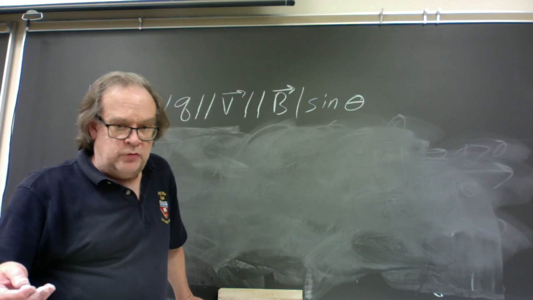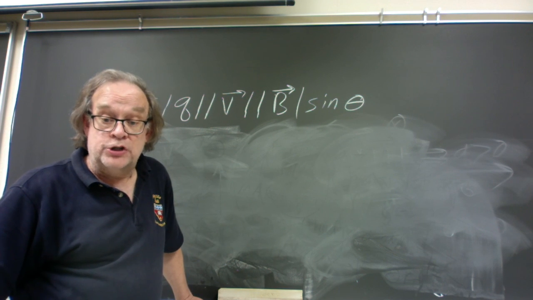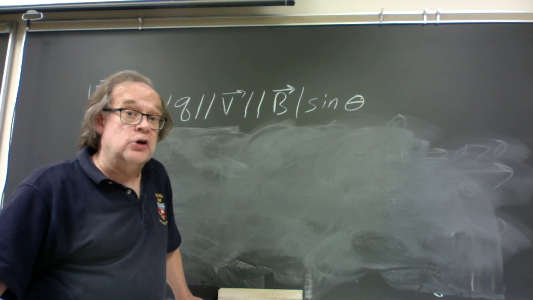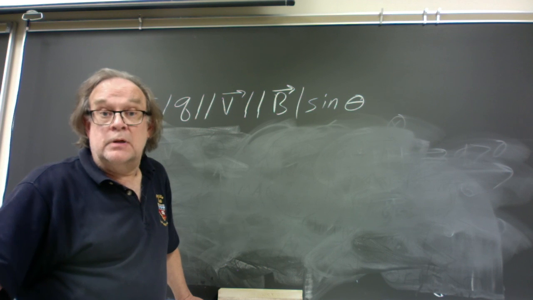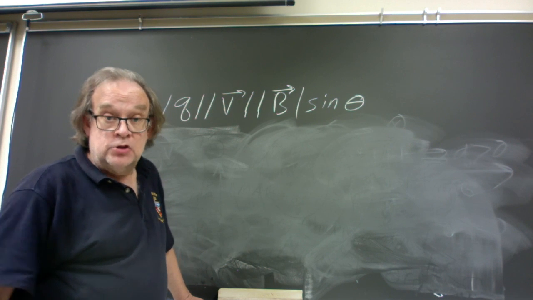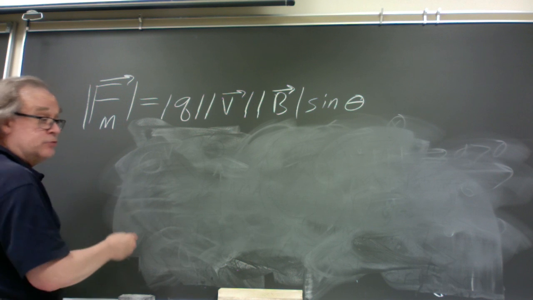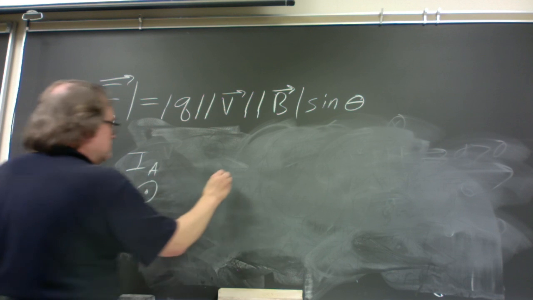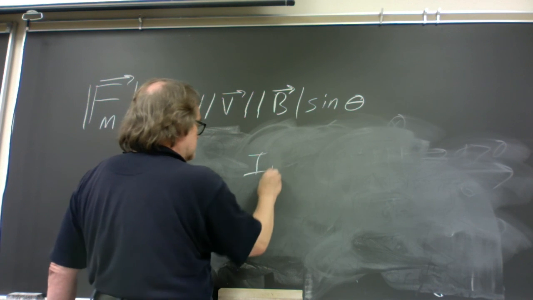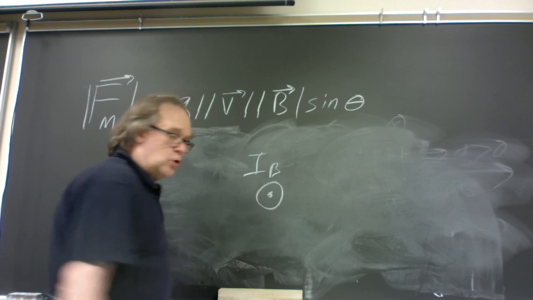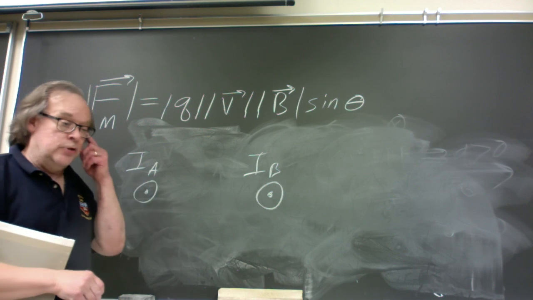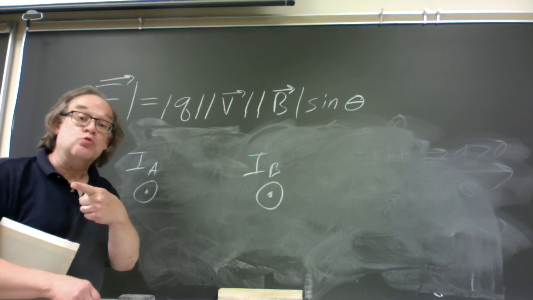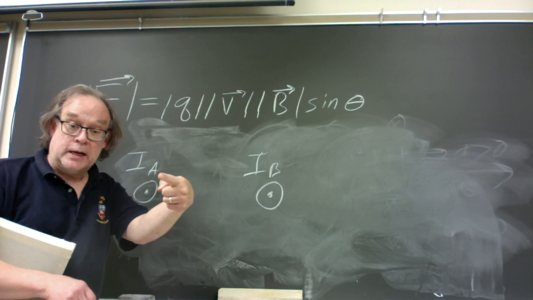You can have a magnetic force act on not just one charged object. You can have a magnetic force acting on a whole bunch of charged objects all at once, like a current. Well, let's look at a situation like this where we have two currents. Call it current A and current B. And they're parallel to each other. They're both perpendicular to the blackboard, and both currents are pointing out of the blackboard.